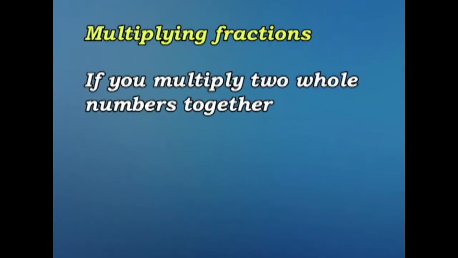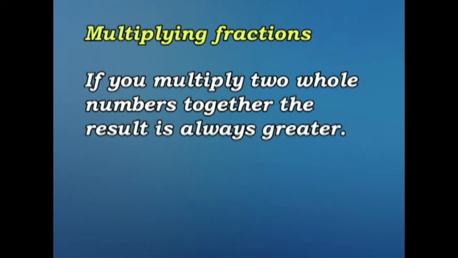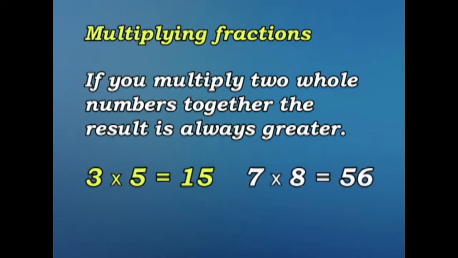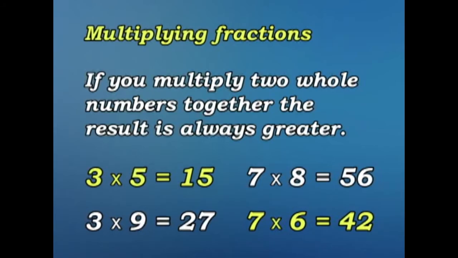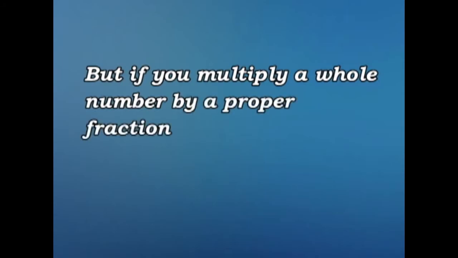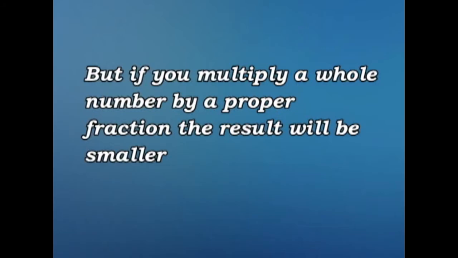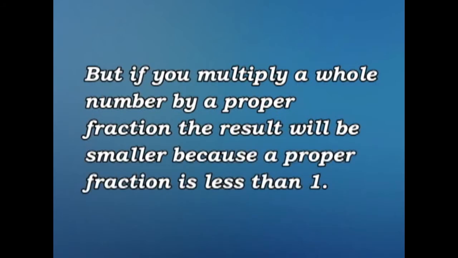I'm sure that you know if you multiply two whole numbers together, the result is always greater. For example, 3 times 5, that's 15. 7 times 8, that's 56. 3 times 9, 27. And so on. The result is always greater. But if you multiply a whole number by a proper fraction, the result will be smaller, because a proper fraction is always less than 1.